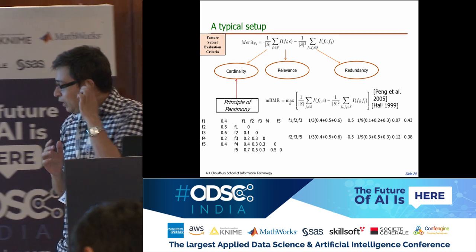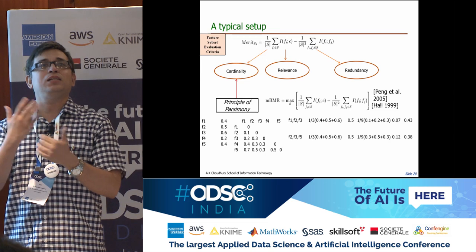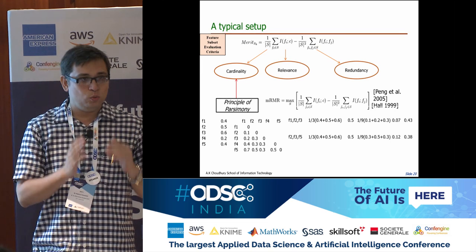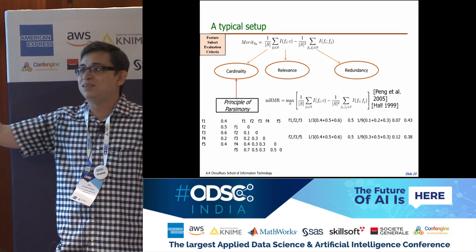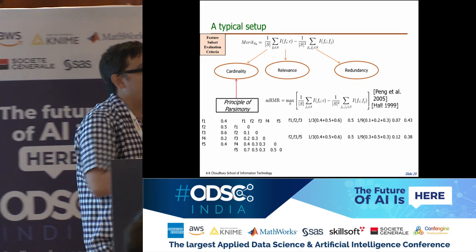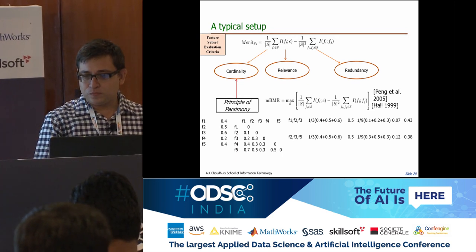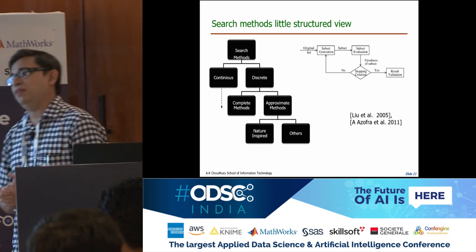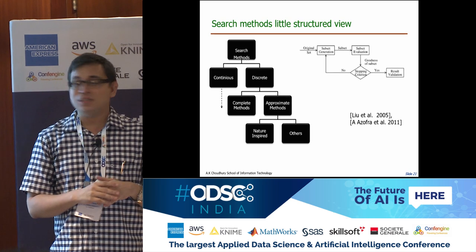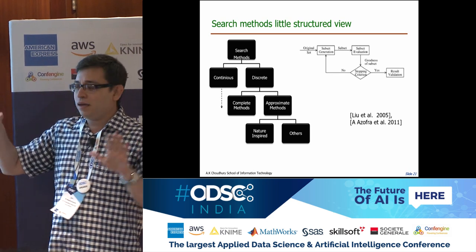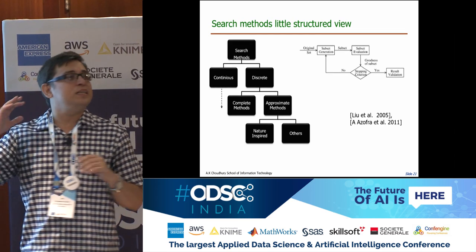But this only allows you, if you have a feature subset, to measure its relevance. That's all you can do. Still, we are not sure how this will handle the large number of features I showed you in the context of MNIST. For that, there are several search techniques available. That is a subject by itself. Basically, search methods can be differentiated between continuous and discrete.